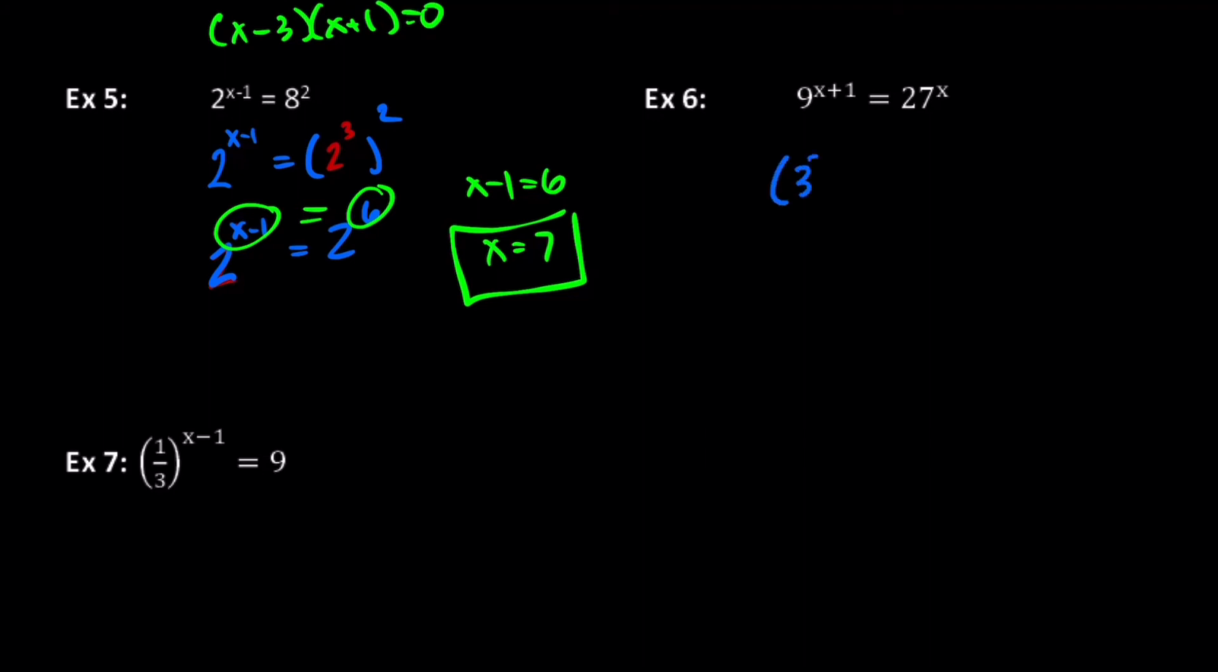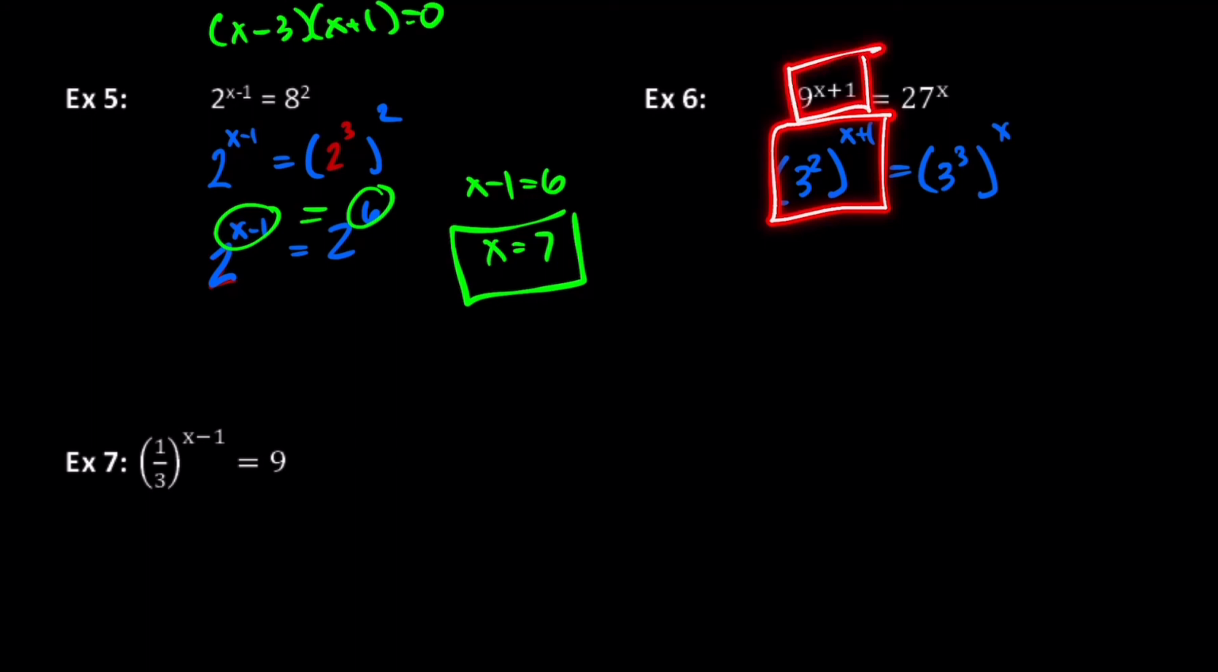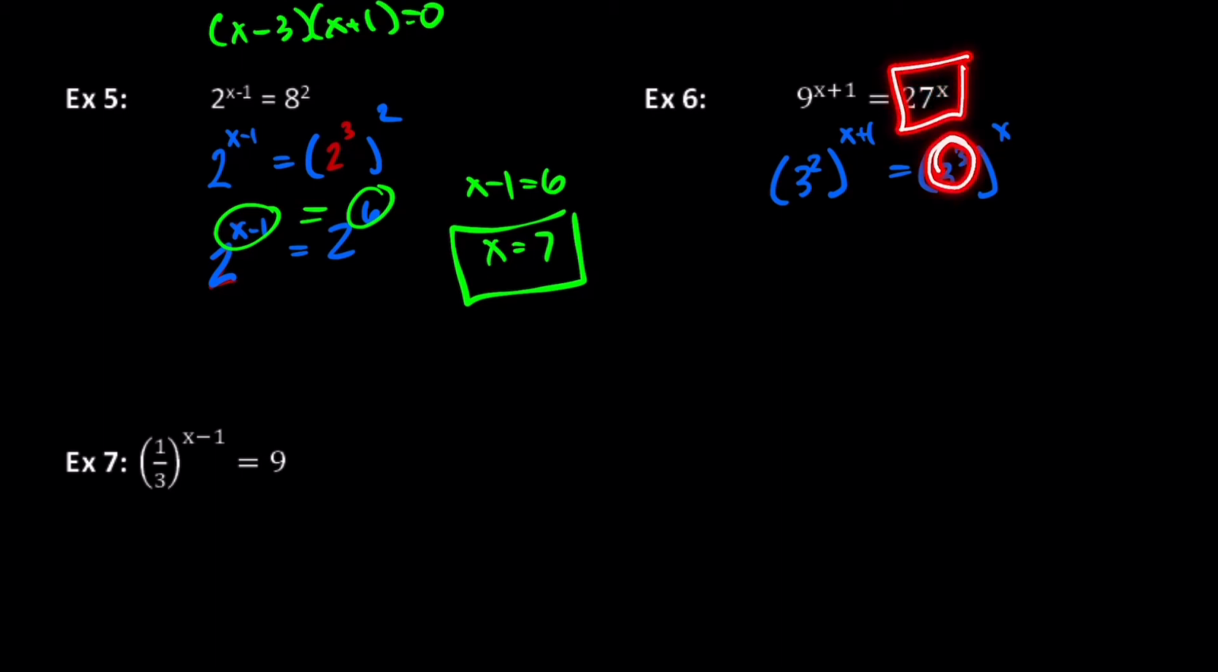So this would be 3 squared. That's the 9. And I still have this x plus 1. 27 would be 3 cubed to the x. So again, I know I'm going a little bit quickly. Here's the concept. This 9 has to be rewritten as 3 to some power, so you understand that this expression and this expression are exactly the same. On the right side, 27 has to be written as 3 to some power, so that this expression and this expression are exactly the same.